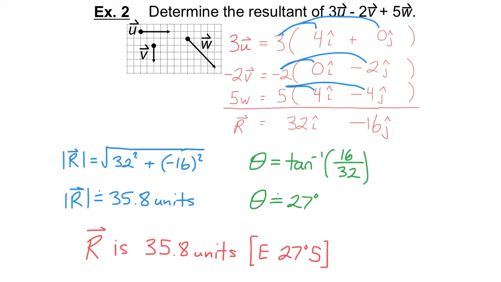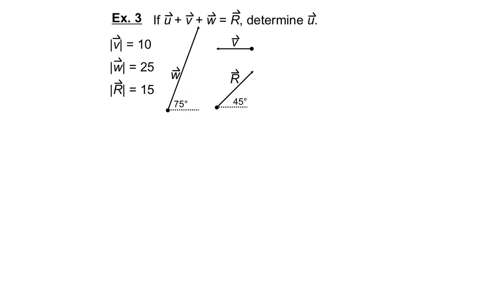I know it goes east and south because my x component is in the positive or east direction, and my y component is in the negative or south direction. So it goes east and then 27 degrees south. Okay, here's my last example. If u plus v plus w equals r, determine u.